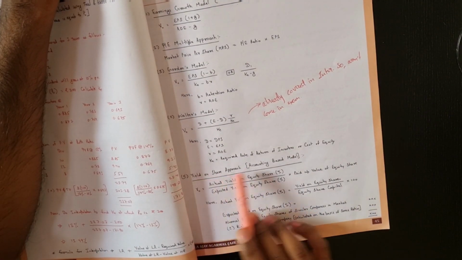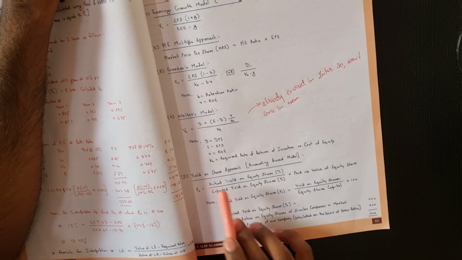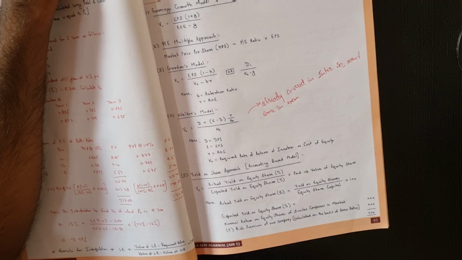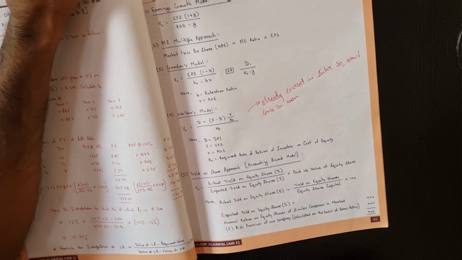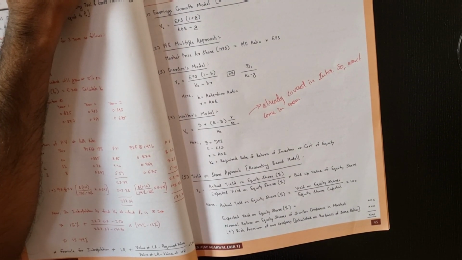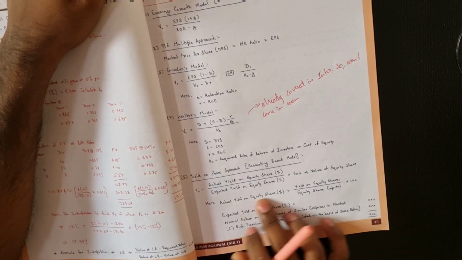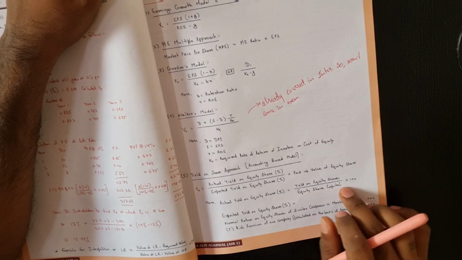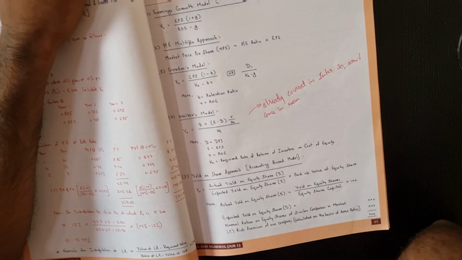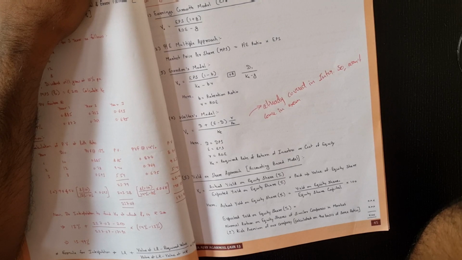Yield on share approach. Intrinsic value, how will you find it? Actual yield on share in percentage, divided by expected yield on equity share, into paid up value of share. This is the basic formula. Here actual yield is equal to yield on share divided by equity share. Actual yield means how much you earned in that, and they would have given that in the question.